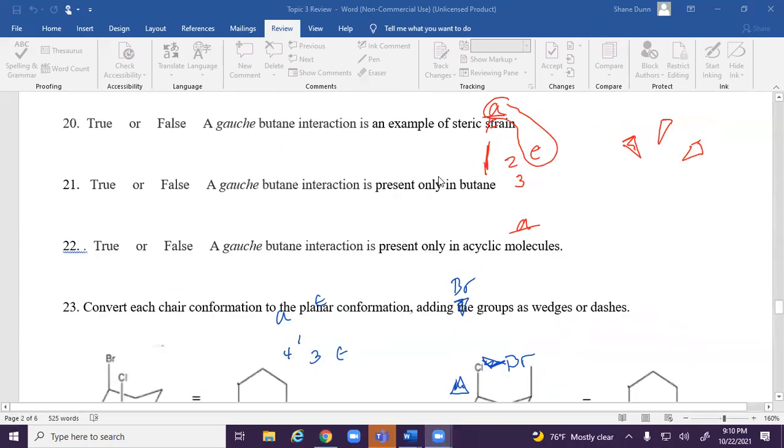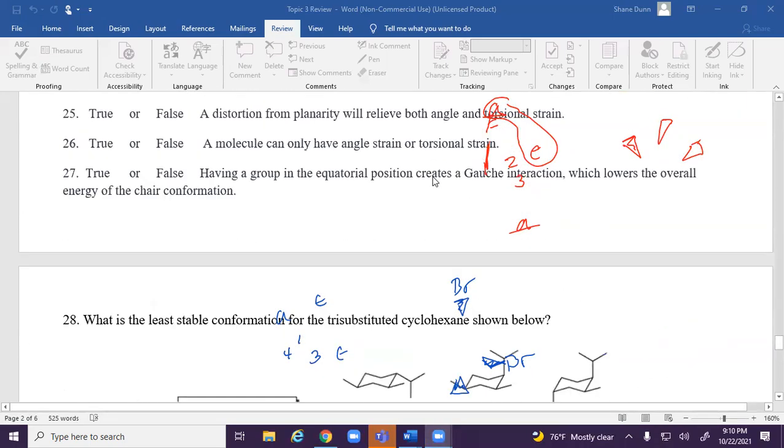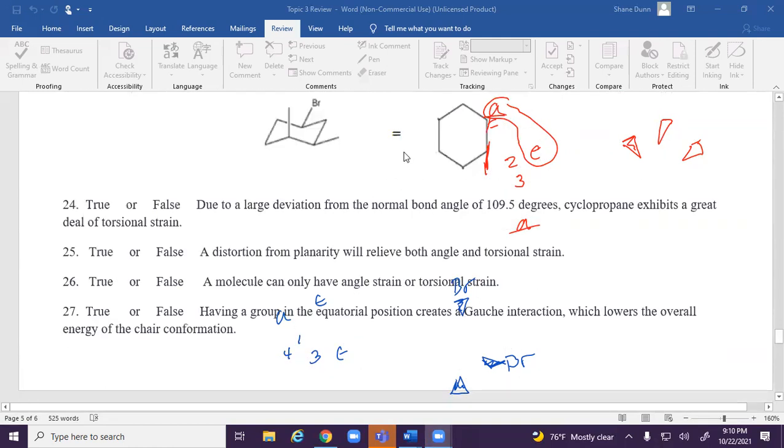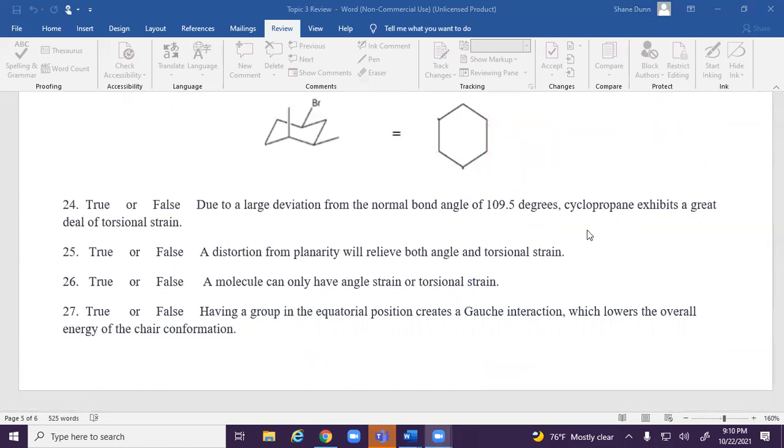Okay. Hey guys, we're almost done with topic 3. Oh no, we're not. Still got a lot more. Which one is? Are these ones? Okay.